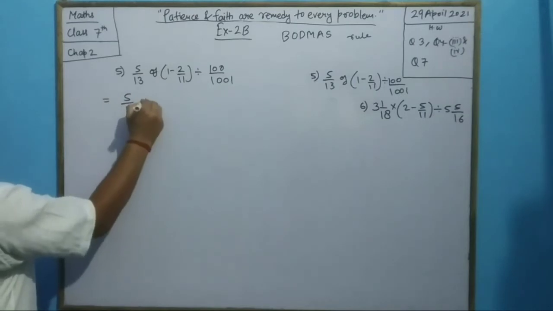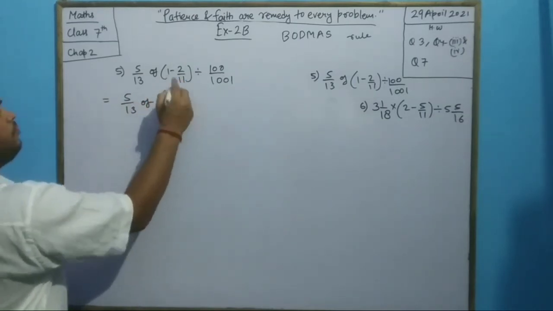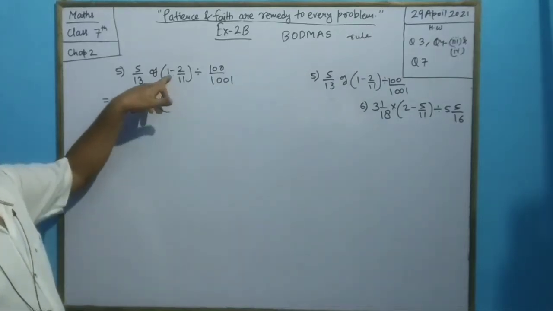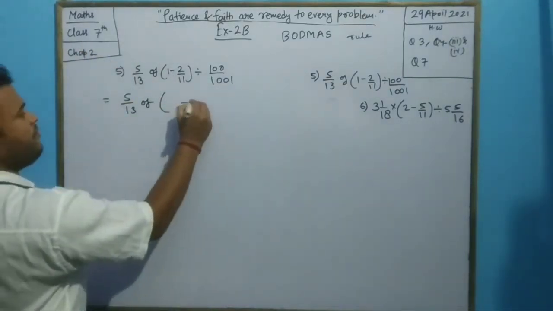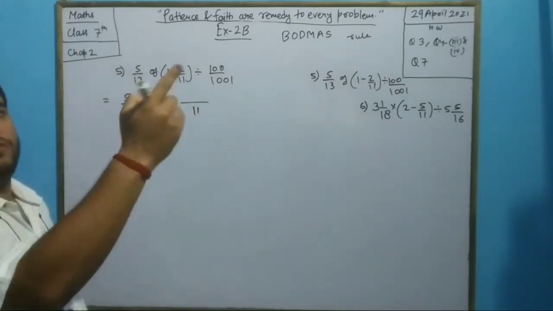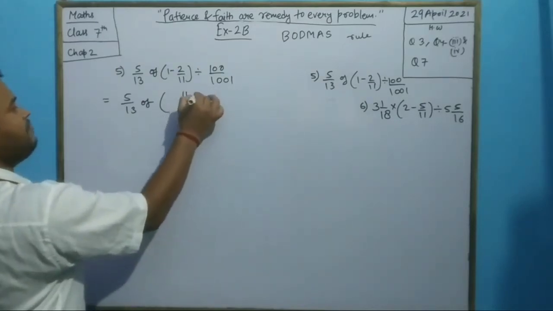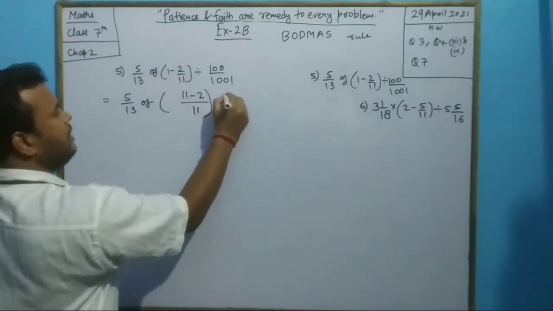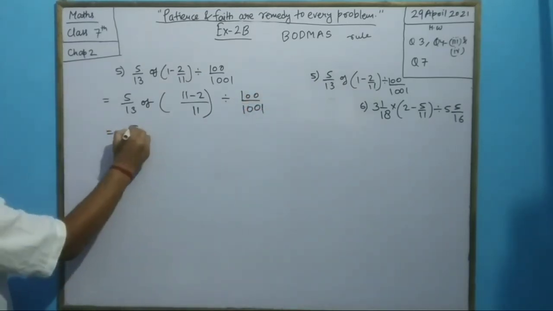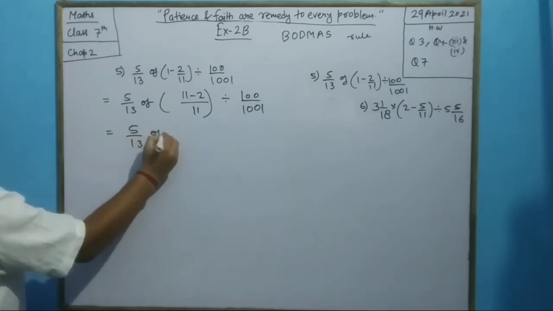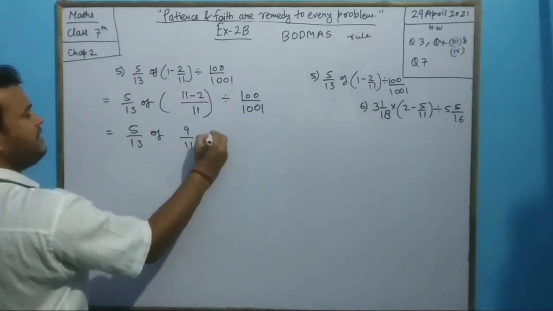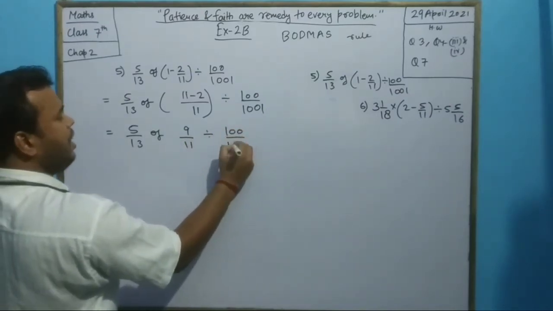So 1 minus 2 upon 11. What is the denominator of 1? That is 1. So we will take the LCM. It will be 11. Multiply the denominator as well as numerator by 11. So it will be 11 minus 2 upon 11 divided by 100 upon 1001. Again, it is 5 upon 13 of 11 minus 2. It is 9. That is 9 upon 11 divided by 100 upon 1001.